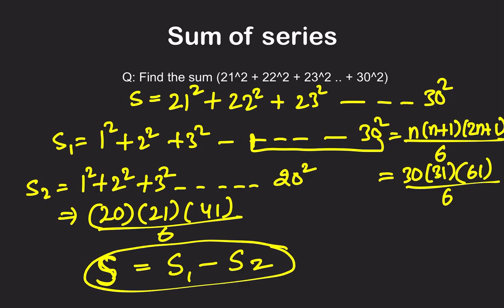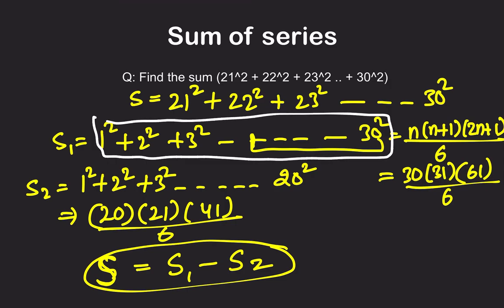Means if I take all these terms, I'm using another pen. If out of all these, I subtract till 20, I will get 21 square plus 22 square and so on. That is the answer we are looking for. So the answer is the difference between the sum of squares of the first 30 natural numbers minus the sum of squares of the first 20 natural numbers, and that is what they have asked in the question.